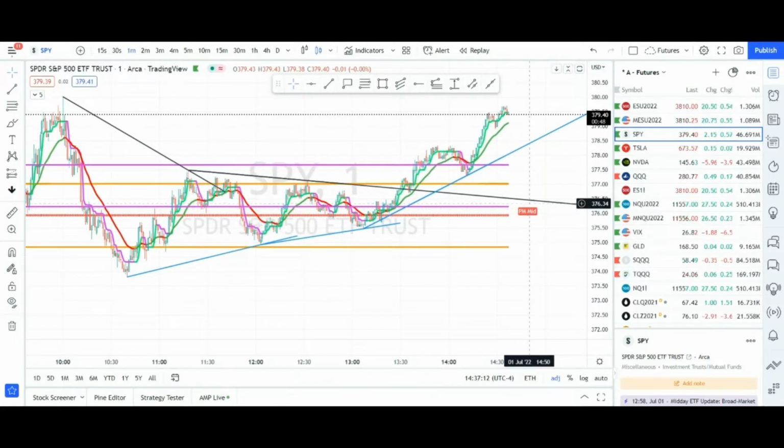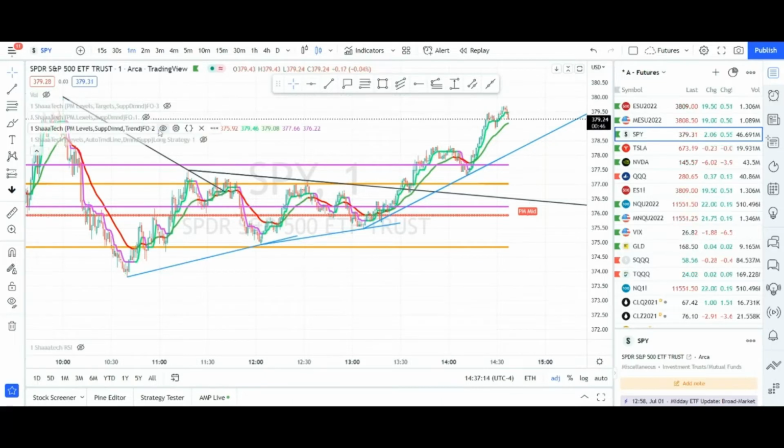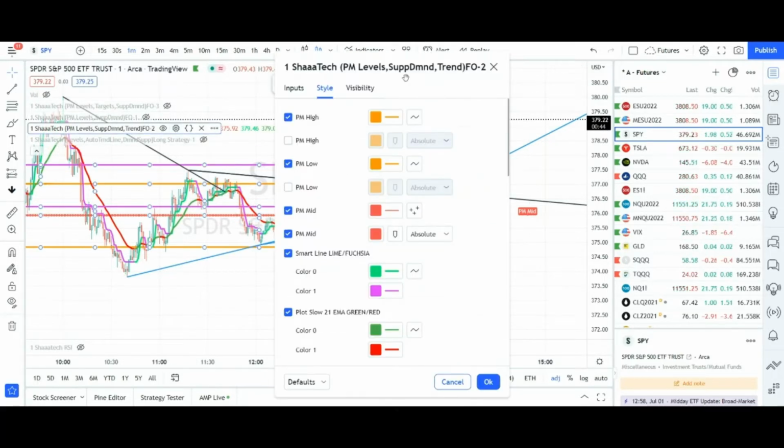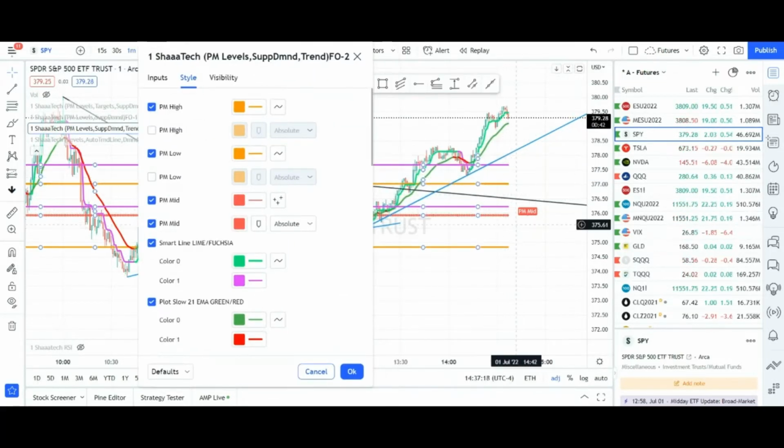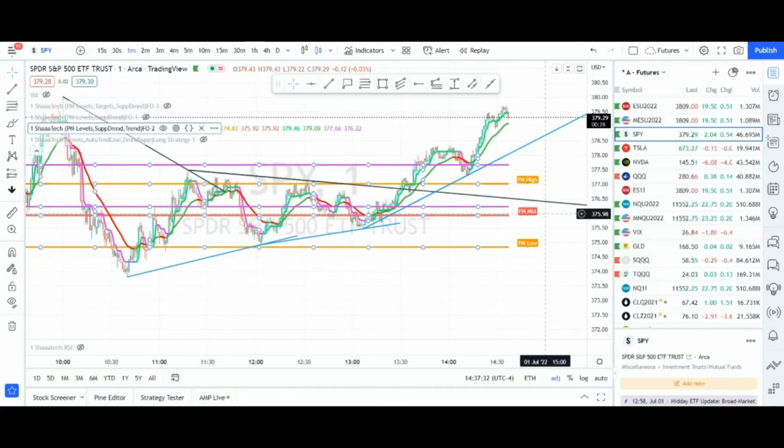If you see, it will show you. If I switch on that PM high, it will show me. Once the price is moving, it will also show you what this line is: PM high. Okay, this is pre-market high. If I switch on this, it will show me pre-market low.